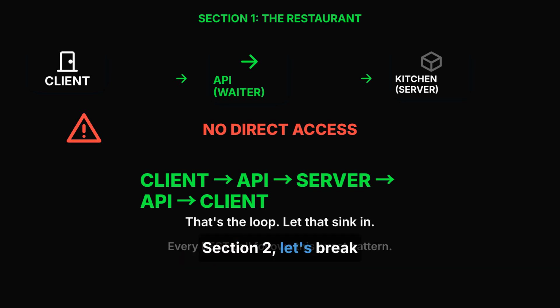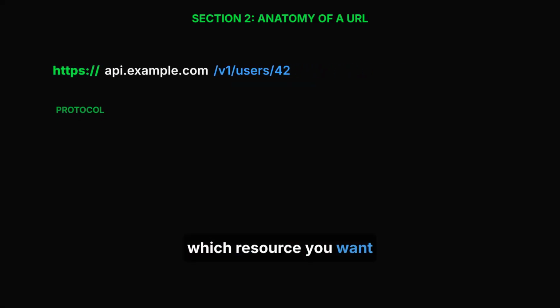Moving into Section 2, let's break open the URL itself. Every REST call starts with a URL, a uniform resource locator. And honestly, most engineers glance at URLs every day without really reading them. Let's fix that. First, the protocol, HTTPS. This tells the client we're speaking HTTP, and we're doing it securely. Then the domain. And here's where it gets interesting. The endpoint. This slash separated path tells the server exactly which resource you want.